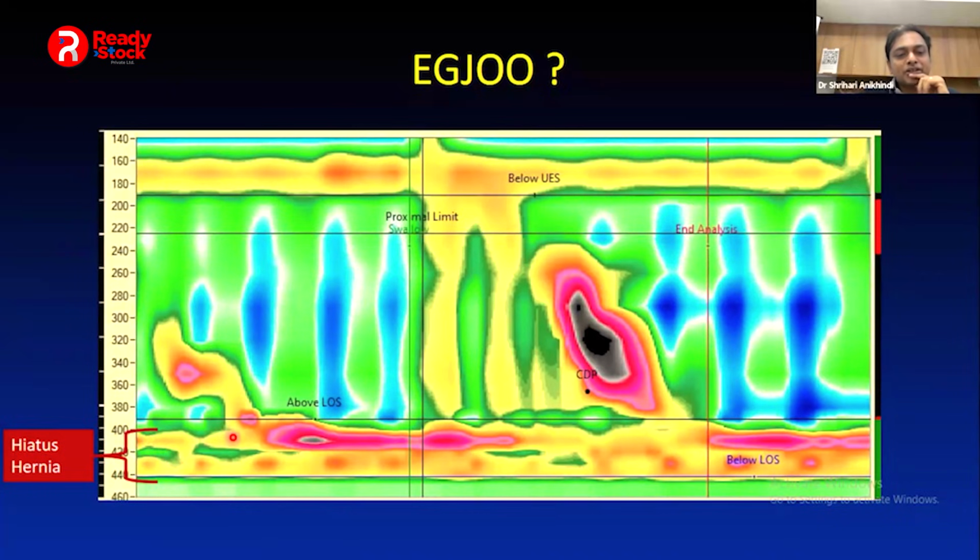Right? So this high pressure zone is because of the LES. This high pressure zone is because of the crural diaphragm. So this patient has a small hiatus hernia, and small hiatus hernias are known to cause EGJ outflow obstruction. Okay, it's one of the commonest reasons for presenting as EGJ outflow obstruction.